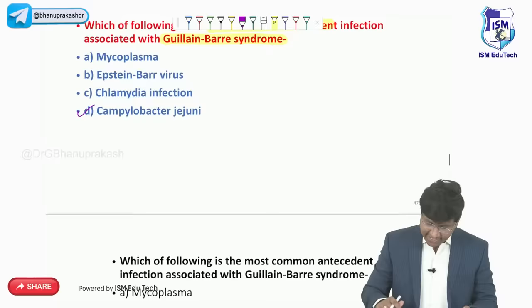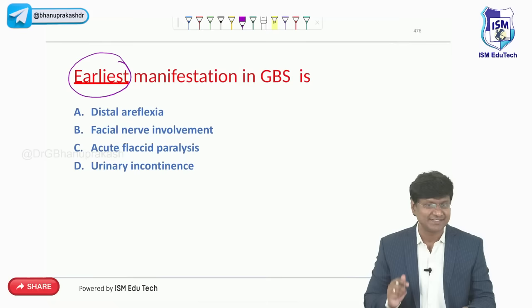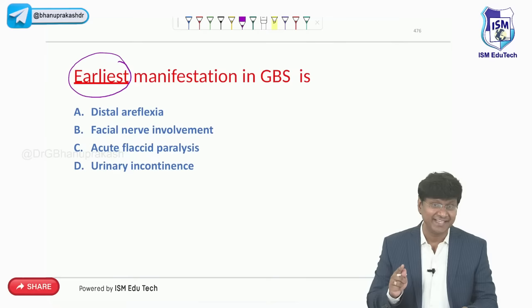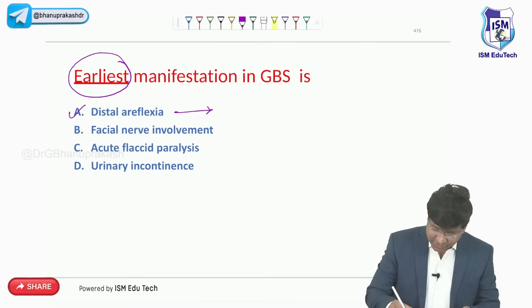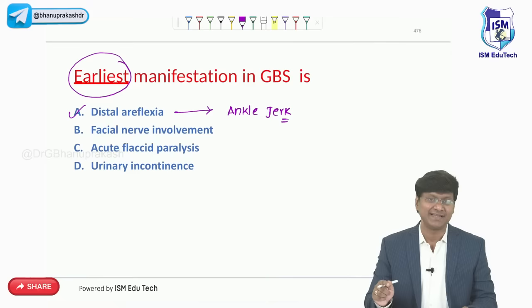In the clinical features, you should know the earliest manifestation in the Guillain-Barré syndrome: distal areflexia, facial nerve involvement, acute flaccid paralysis, or urinary incontinence? Please remember, the earliest manifestation in Guillain-Barré syndrome is distal areflexia. The deep tendon reflex lost first is the ankle jerk. After the loss of the ankle jerk, all the deep tendon reflexes will be lost and the individual will have flaccid paralysis of all four limbs.